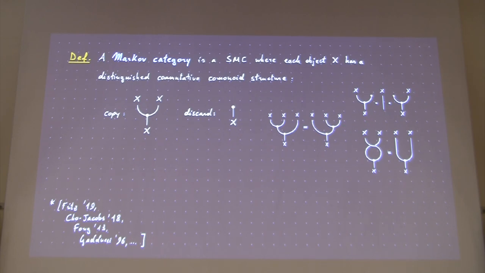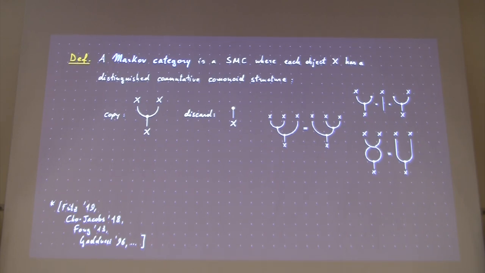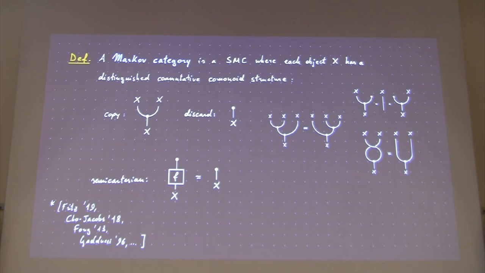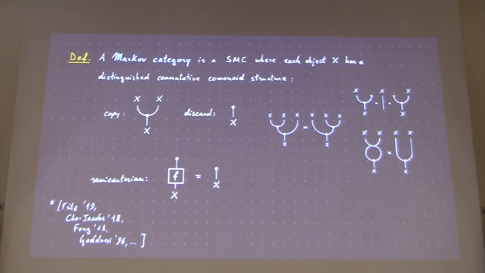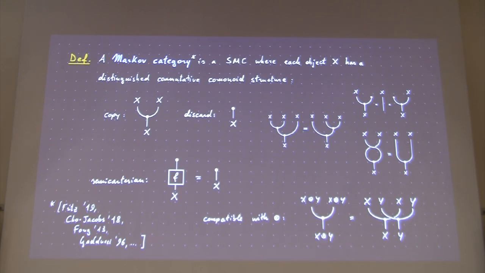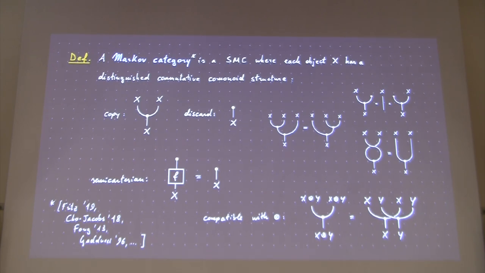There's an explicit here, sorry. And the symmetry tells you that the two copies can be interchanged. In some sense, they look the same, right? Satisfying that we want it to be semi-Cartesian, so this property is in some of the other definitions dropped. It has to do with normalization of probability, so it makes things a little bit simpler for us, but it's not essential. But what we do need is compatibility with the monoidal product. So you want the comonoid structure of the tensor product to be the tensor product of the comonoids.